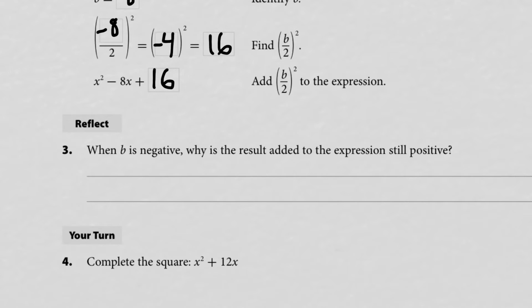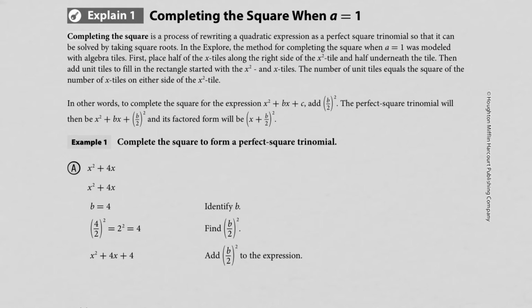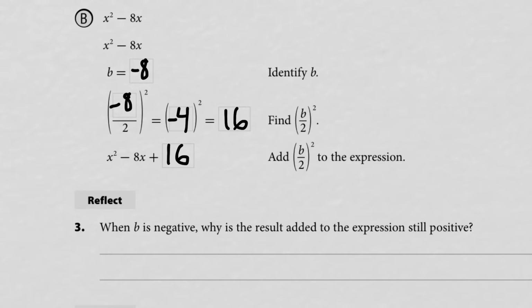And notice that the number that we get is always going to be positive. Even when b was negative in this example, b is negative 8, we still added 16. We didn't subtract 16, we still add 16. And in the previous example, b is 4 and we added 4, right? You're always going to be adding that final number.